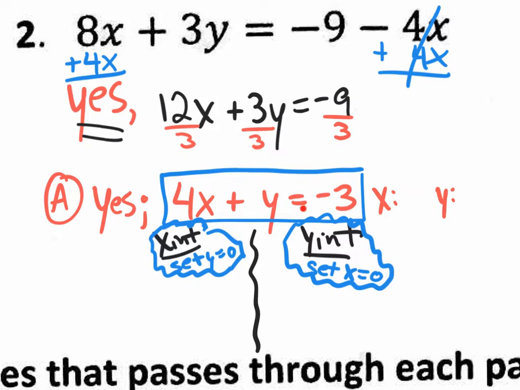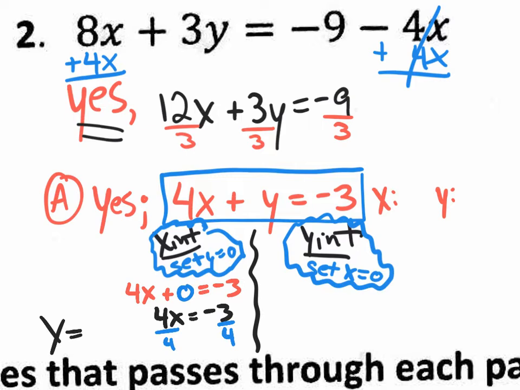So you take this standard form equation, and for the x-intercept, you set y equal to 0. There's y. It's going to read 4x plus 0 equals negative 3. When you solve this, you just have 4x equals negative 3. So you're going to have to divide both sides by 4. That means that your x is negative 3/4. Ladies and gentlemen, that is your x-intercept value. Okay?